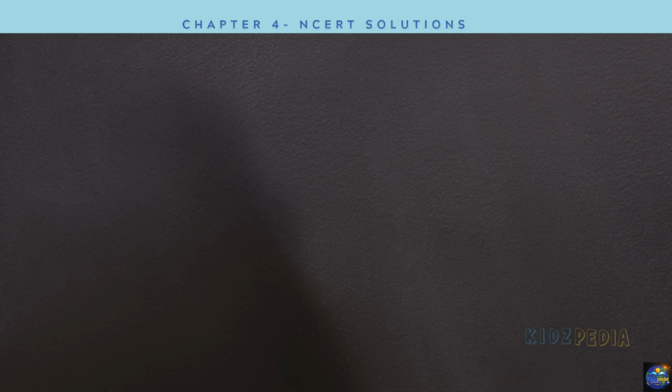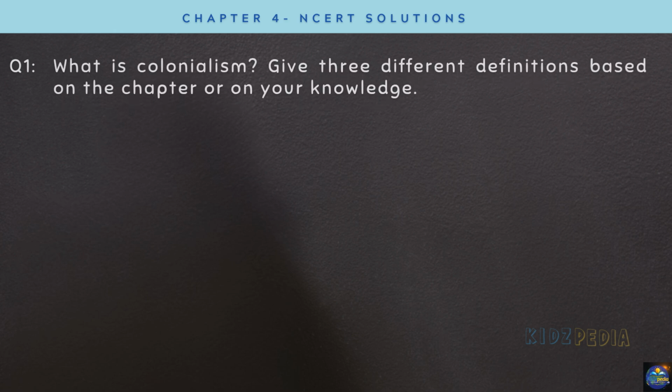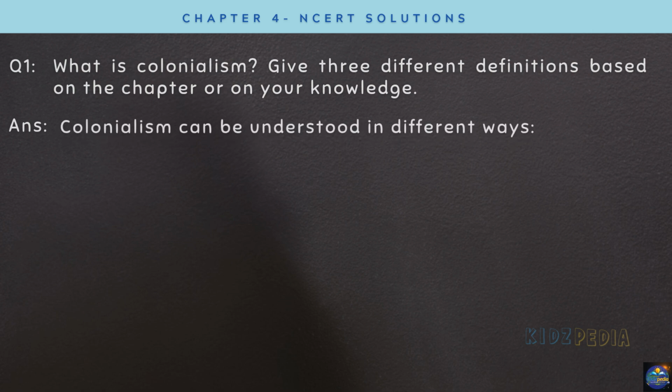Now let's revise the NCERT questions and activities given at the end of the chapter. First question. What is colonialism? Give 3 different definitions based on the chapter or on your knowledge. So here you need to understand the meaning of colonialism and explain it in 3 different ways. Instead of giving just one definition, you should describe colonialism from different perspectives. So you can write the answer as: colonialism can be understood in different ways.